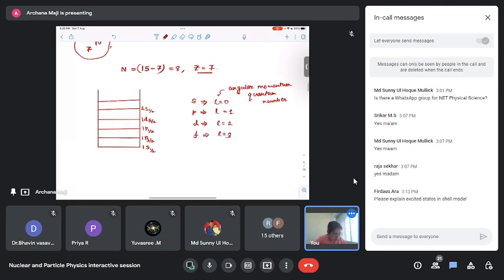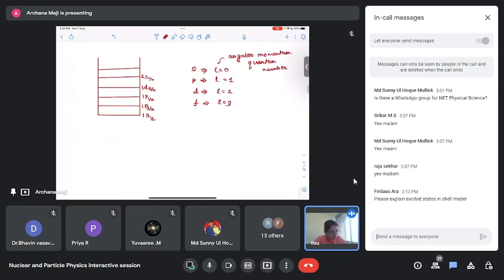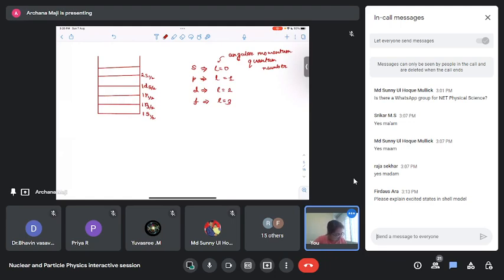Okay. Now one more thing, for a particular level of angular quantum number L, a particular level of angular quantum number L can accommodate 2 times (2L plus 1) number of nucleons in it.